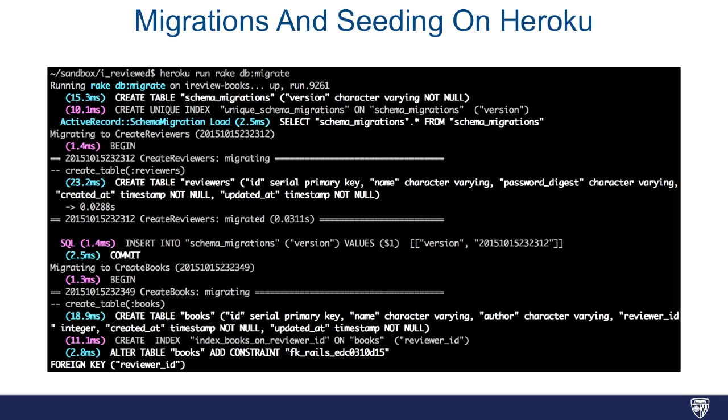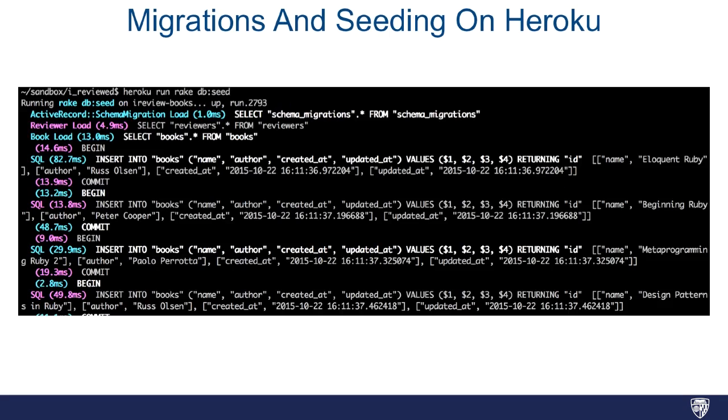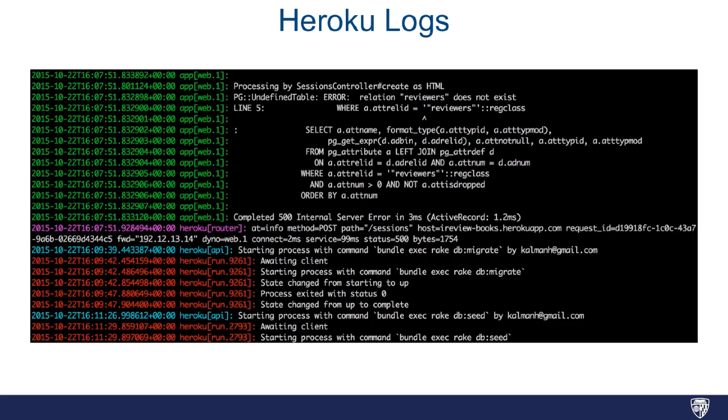So when you run heroku run rake db:migrate, you'll see something like this. The actual table is being created remotely on Heroku, and then heroku run rake db:seed will populate your Heroku application with whatever is in your seeds.rb file.